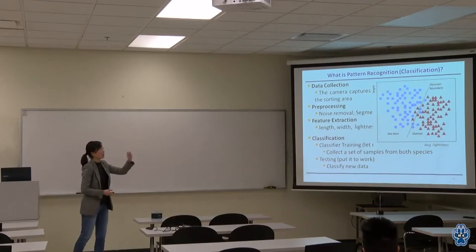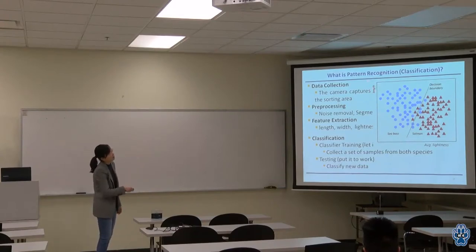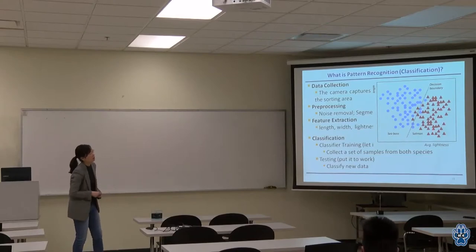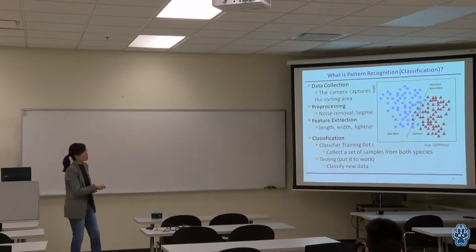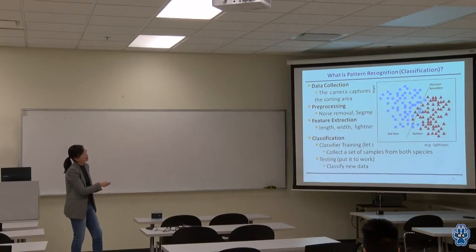So again, take this fish sorting system as an example. So basically, this training is, for example, we just plot two features, okay? That's the length of the fish and also the average lightness of scales of the fish. So these dots, the blue color means the data of sea bass, okay? And the red triangles here are salmon data. So this training step is that based on this large number of samples, we already know the labels, okay? We already know these are sea bass, these are salmon. So the system is going to try to find out a decision boundary that can best separate these two classes, okay?